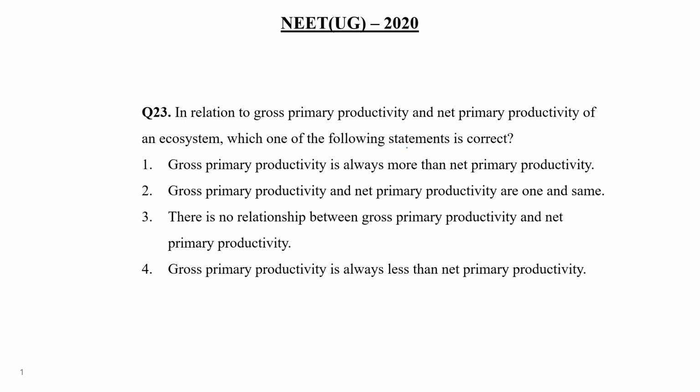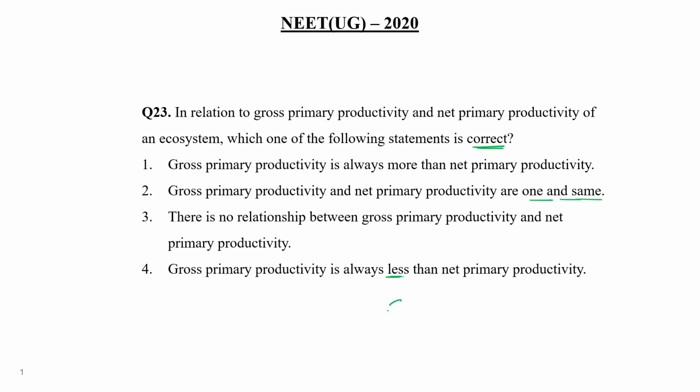Next question: in relation to gross primary productivity and net primary productivity of an ecosystem, which one of the following statements is correct? Gross primary productivity is always more than net primary productivity. Yes, always it is more than net primary productivity. Let's read out the next statement also. Gross primary productivity and net primary productivity are one and the same. No, not one and the same. There is no relationship between these two, GPP and NPP. No, there is a relation. Gross primary productivity is always less than net primary productivity.